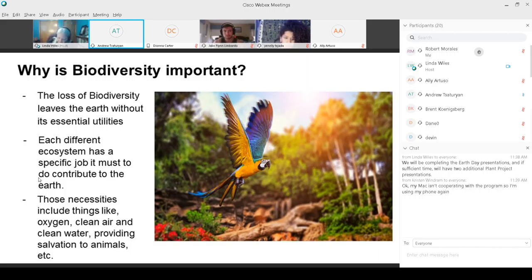Okay, so why is biodiversity important? The loss of biodiversity leaves the Earth without its essential utilities. Each different ecosystem has a specific job it must do to contribute to the Earth. Those necessities include things like oxygen, clean air, and clean water, and providing salvation to animals, along with other things.